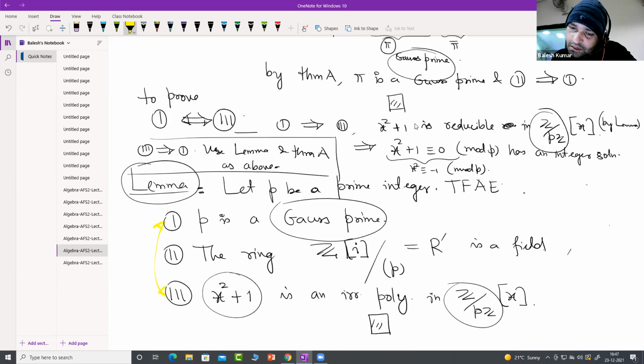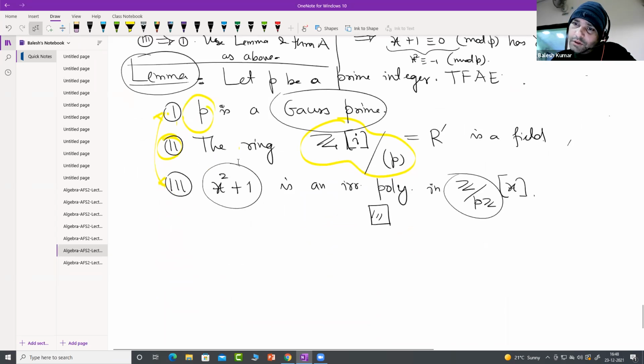The second equivalence is actually an intermediate step to prove 1 if and only if 3. So the second step is automatic if one would like to prove the equivalence of 1 and 3. It helps to come from a Gaussian prime to the modulo p condition via this ring, which is a field. Okay, so let me just start with the proof of this lemma.